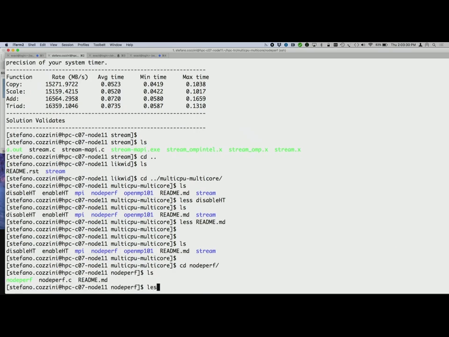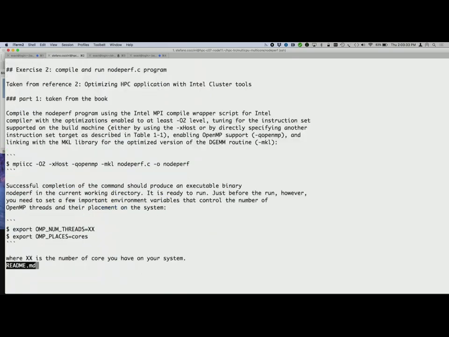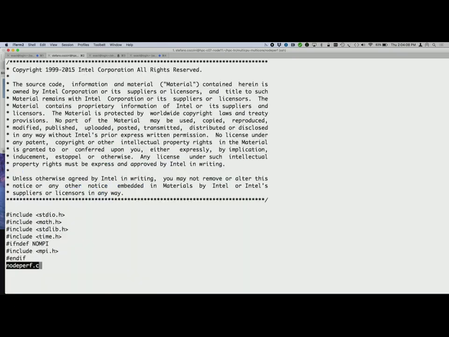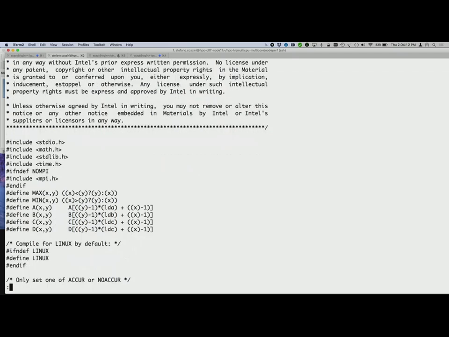Nodeperf.c is actually a code that comes from Intel Cluster Tools, written by Intel, and you can try to check which kind of performance you can get out of these tools on your node, okay? And this was taken from a book that I strongly recommend, Optimizing High Performance Applications with Intel Cluster Tools. There are a lot of exercises. One of them was actually to play with this nodeperf program.